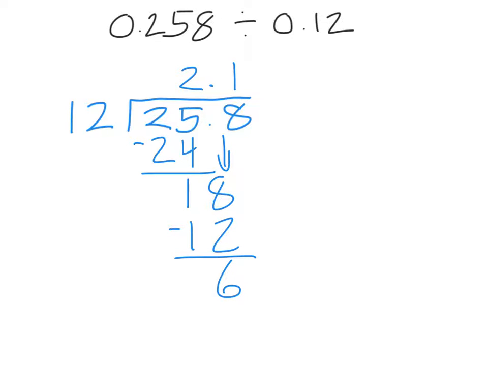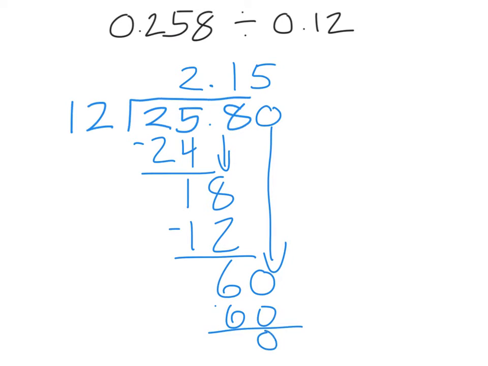Here, since we still have a remainder, we're going to grab another 0 and bring it down. Remember, for a decimal, there's as many zeros as you want to the right of that decimal point. And then 12 will go into 60 five times exactly. So we got 2.15 as our result.